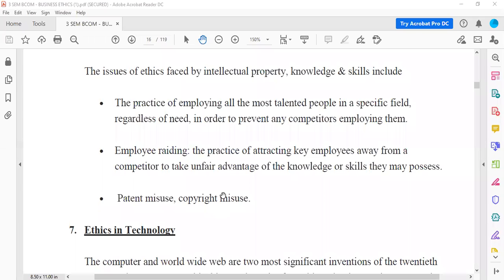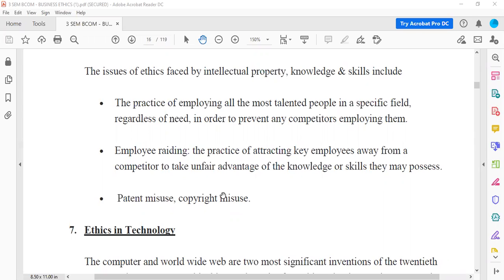Then patent misuse and copyright misuse. In patent misuse, the product would have been invented by somebody else, but they don't give the credit to them. They just take it in the company's name sometimes. So that is patent misuse. The actual owner of the product will not get the credit. And then copyright misuse. Other companies can directly copy the product without informing or without putting in any application. So that is copyright misuse. You should not misuse the technology or any knowledge for that matter.